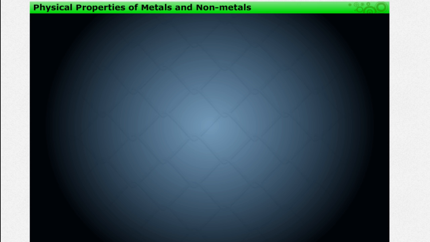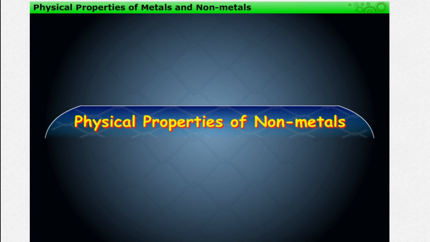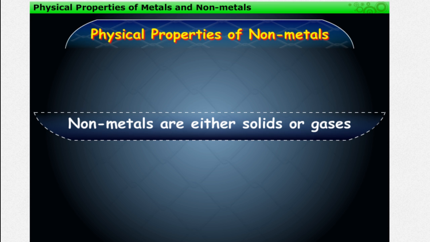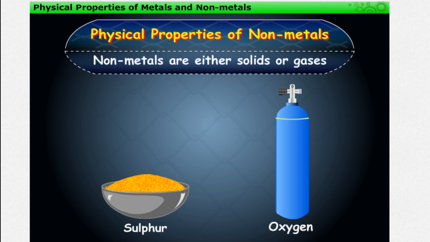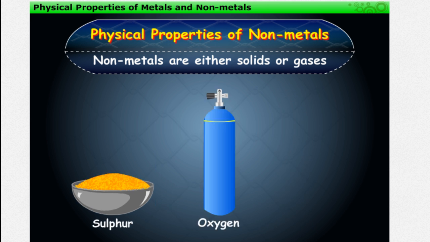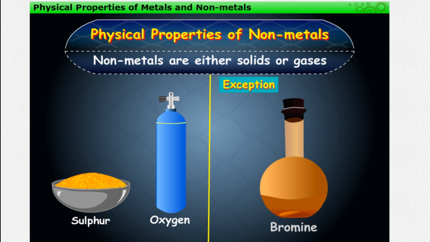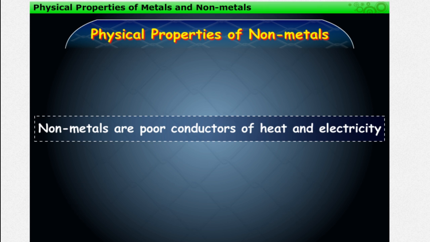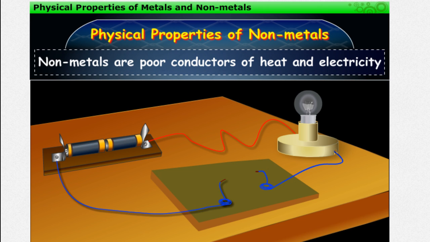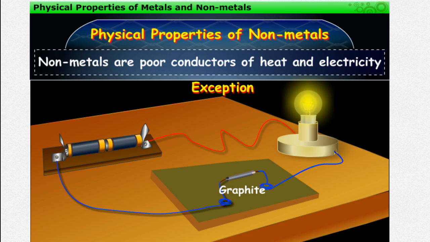Now, let us discuss the physical properties of non-metals. Non-metals are either solids or gases, for example, sulfur and oxygen. But bromine, being a liquid, is an exception. Non-metals are poor conductors of heat and electricity, for example, coal, which is a form of the non-metal carbon. But graphite, which is another form of carbon, is an exception, as it is a good conductor of electricity.